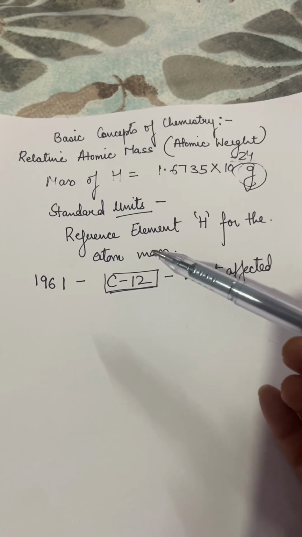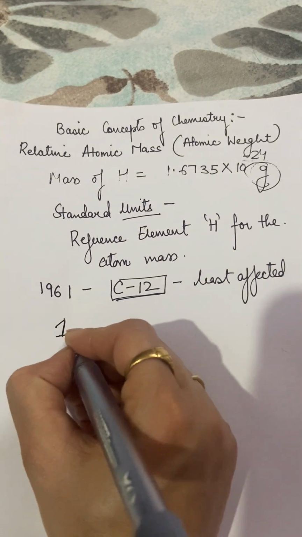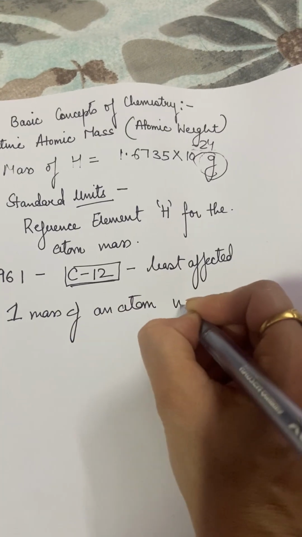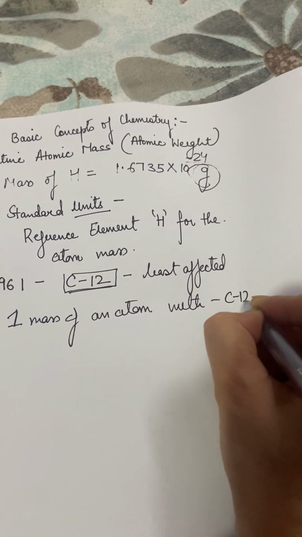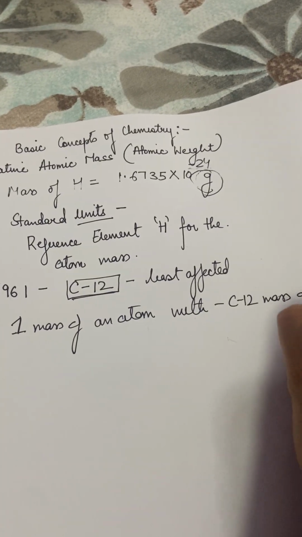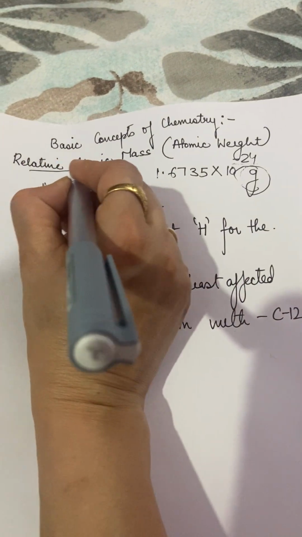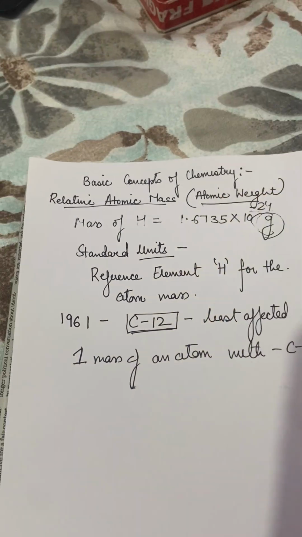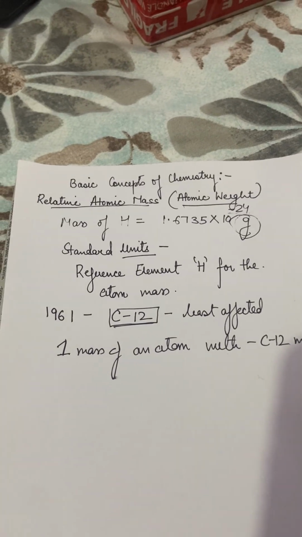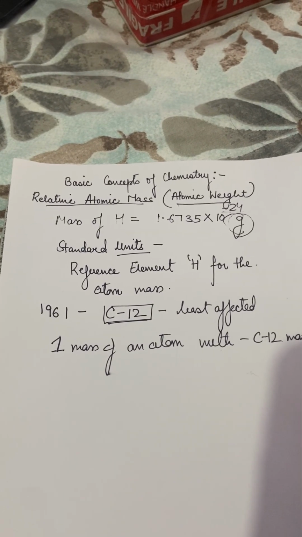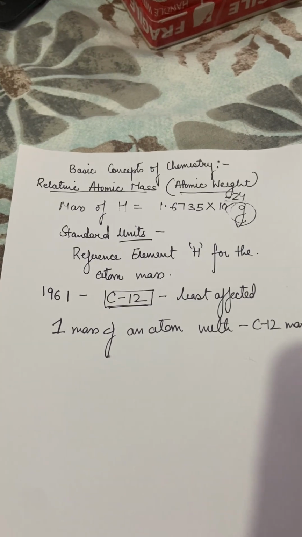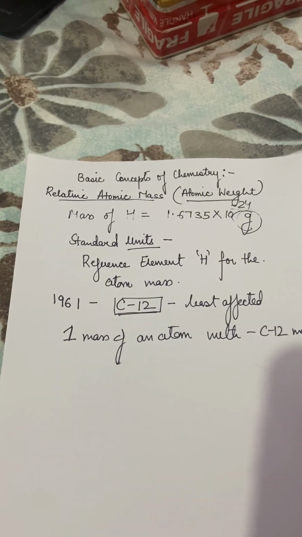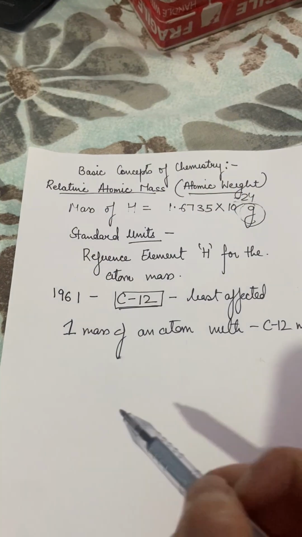And that combination of calculating the mass of an atom with the carbon 12 mass of atom is referred to as what? Relative atomic mass. And what is the another name of relative atomic mass? It is your atomic weight. I hope this concept is clear to everybody that we have to use a standard method for finding the mass of an atom. Now the question arises, what is this relative atomic mass?